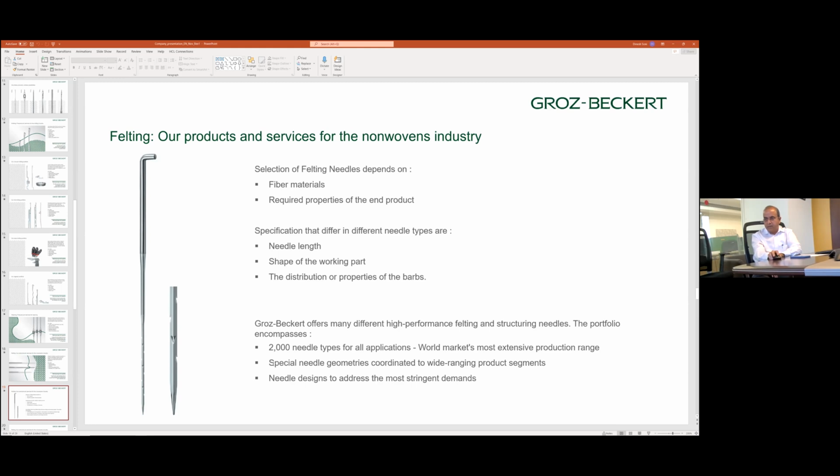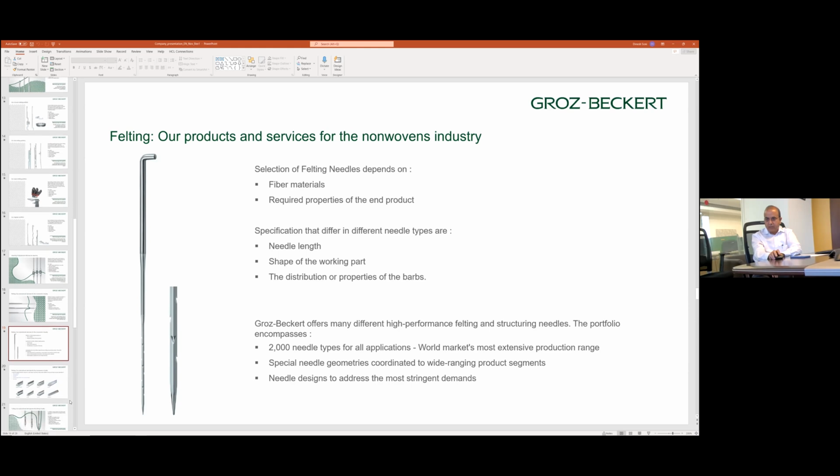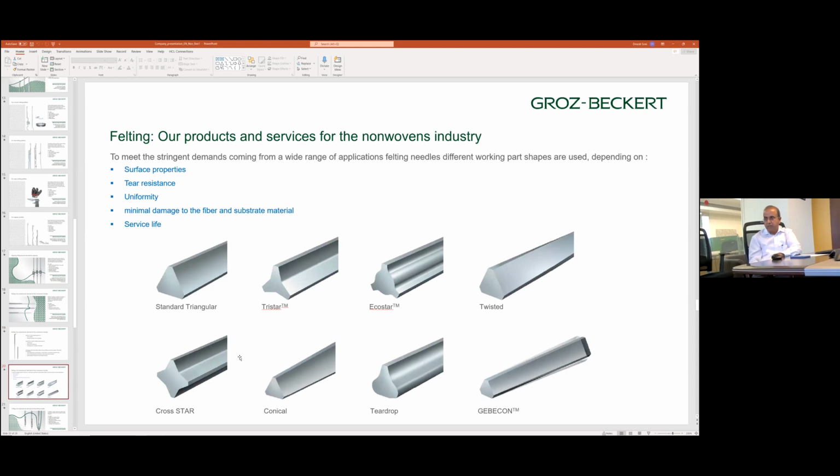We have different cross sections available. These are the cross sections available with us. Basically, this is the cross section of the working part in which the barbs are engraved. When needles were invented in 1970, all were triangular, but later these special shapes were developed, and they are used for high productivity or to improve the surface quality.